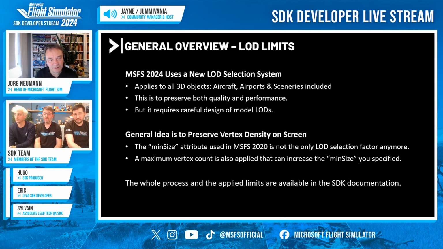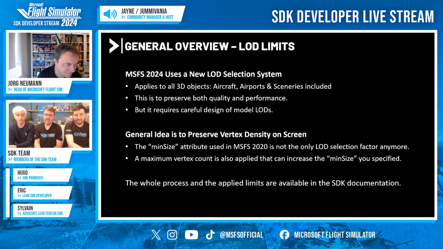Now we're adding another metric in that calculation: there's a maximum vertex count that also dictates the minimum size. So even if you say you want this million vertices model to appear as soon as it's 1% size on the screen, our curve will say no, that won't work, and it will increase it. I don't have the figure in mind, but we'll have it on the next slide. Just to reassure you, the whole process and the applied limits are explained in the documentation, so it will be easy, even if time consuming, to create those LODs.